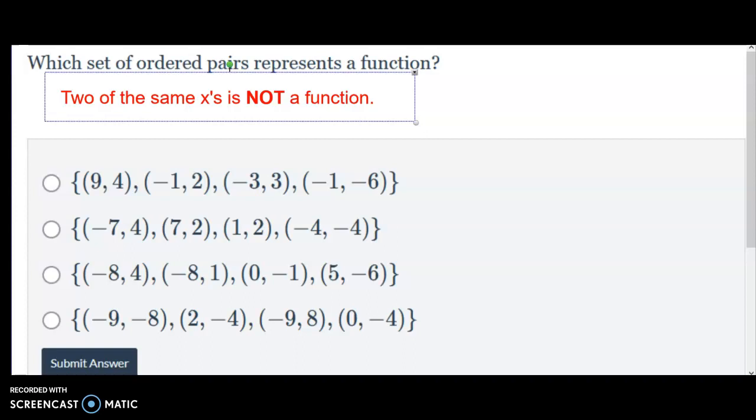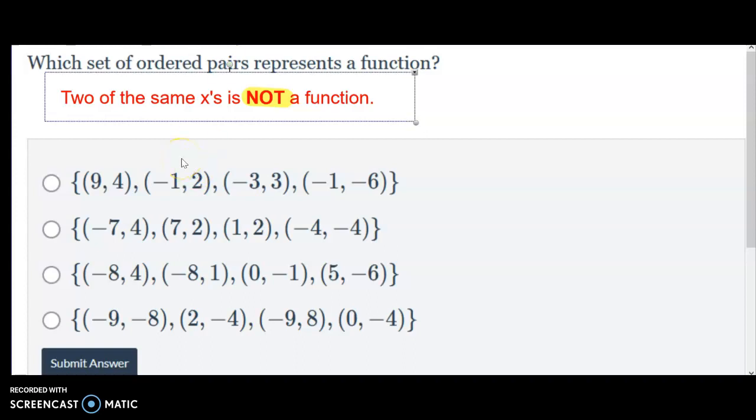Alright, so the key thing you want to remember here is that 2 of the same x's is not a function. 2 of the same x's is not a function. In this particular problem here, it says represent which set of ordered pairs represents a function. Which one is a function and which one is not.